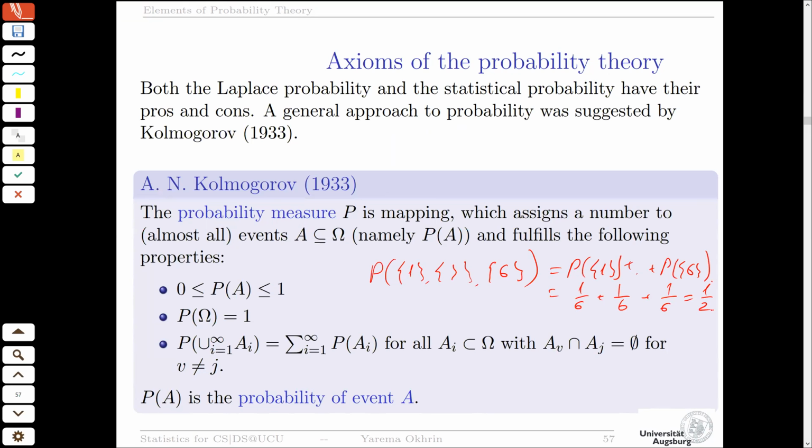And now if we have a function or a mapping which satisfies all 3 properties here, we say that this function is the probability of the event A, for any type of splitting A1 to infinity and so on. That's what Kolmogorov suggested, and then building on that, the whole theory of more formal statistics was developed.